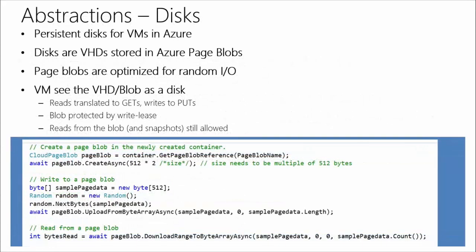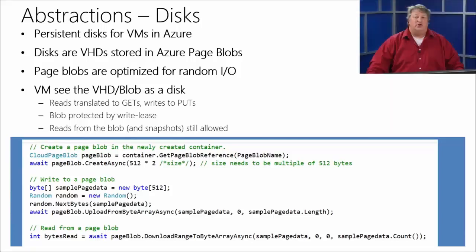The next abstraction that we're going to talk about is disks. Disks are basically persistent disks for VM storage in Azure. They're stored in page blobs. Page blobs are optimized for the maximum amount of random I/O. So unlike other streams, which may be more sequential, if you're going to have any kind of random I/O, you're going to want to use these. Now, I've got a little bit of code at the bottom here that tells you how to access them if you're interested.